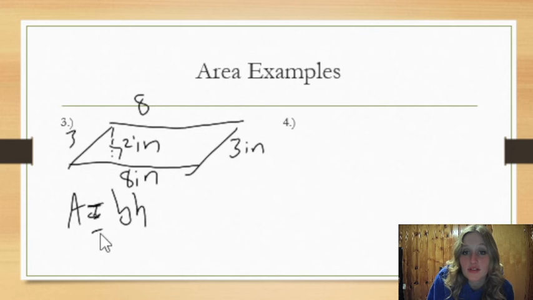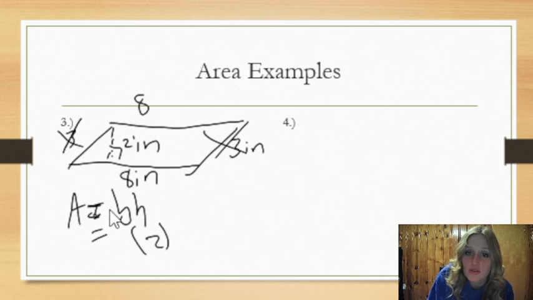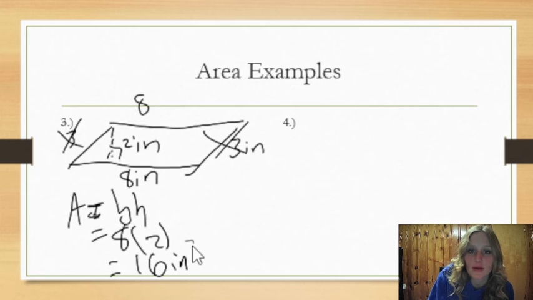Base times height. It's good practice to write your formula. So my height would be 2 because it has the right angle, and because the other one's slanted, we don't need these numbers. So it'd be 8 times 2, which is just 16 inches squared. Okay? All right, we're going to do one more.